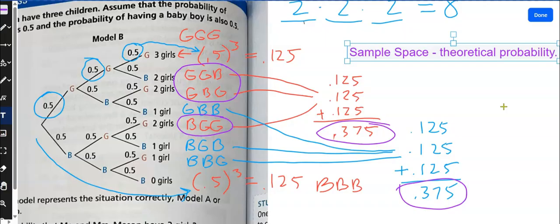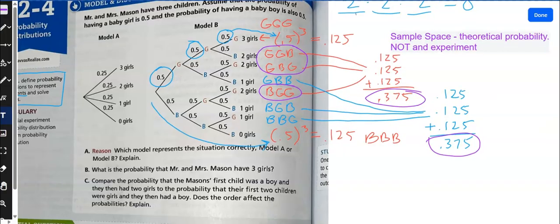When you're dealing with a sample space, which means we know all possible outcomes, and we can tell you exactly what the probability of every single outcome is, then we are dealing with a theoretical probability. It is not an experiment. We didn't just randomly tell these people, hey, you're going to have 3 kids. That would be weird. Plus, I'm pretty sure that would be fairly unethical.